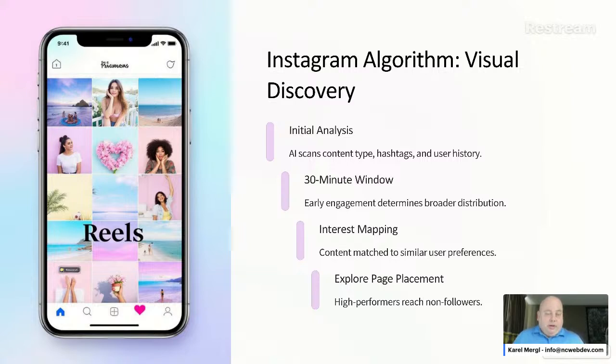So how does Instagram do this? Visual discovery, initial analysis: AI scans content type, hashtags, and user history. Hashtags are another big topic, because LinkedIn got away from hashtags almost completely now. I still use them, but I don't think they have any effect. They used to.